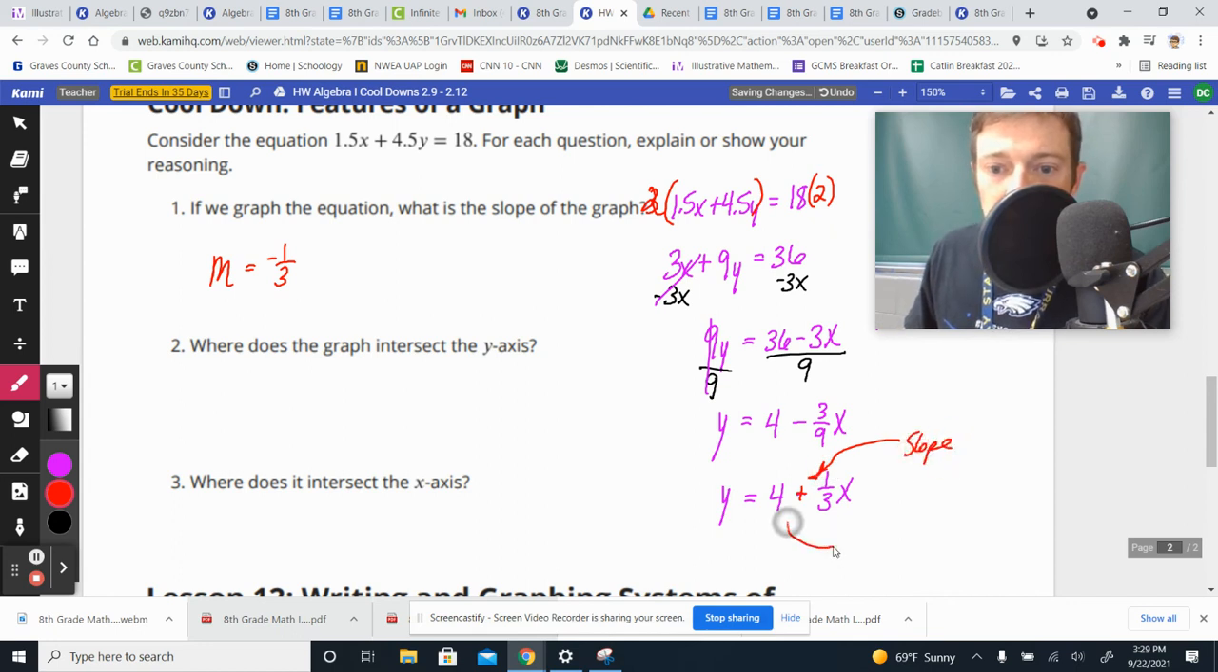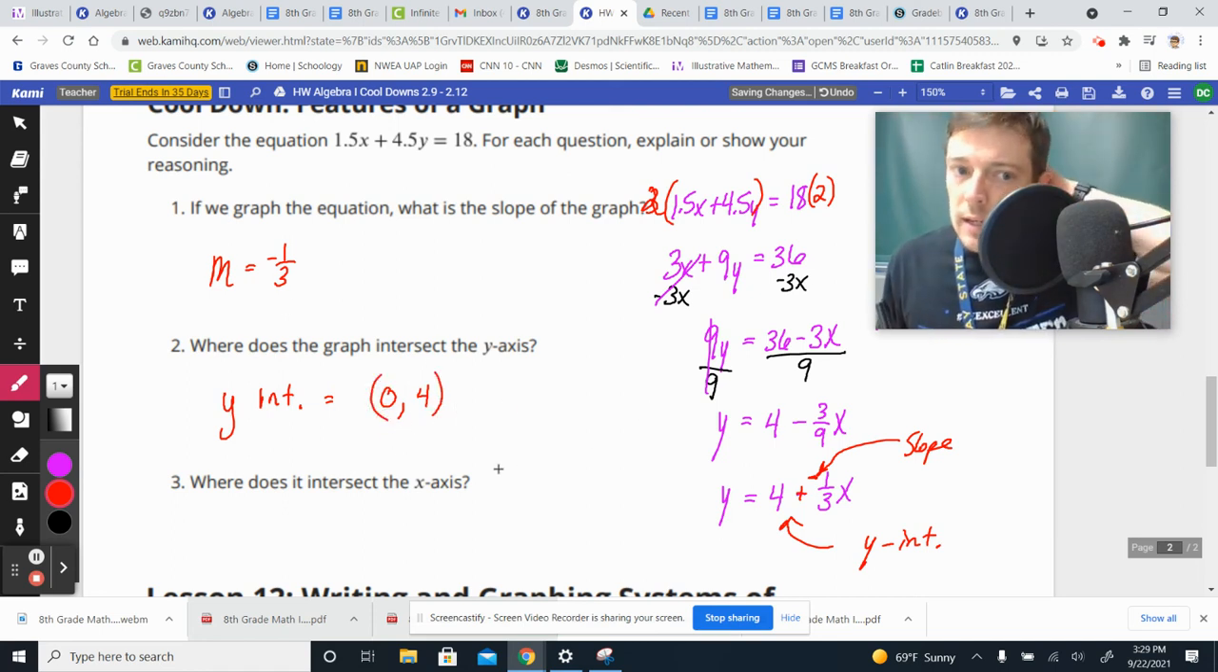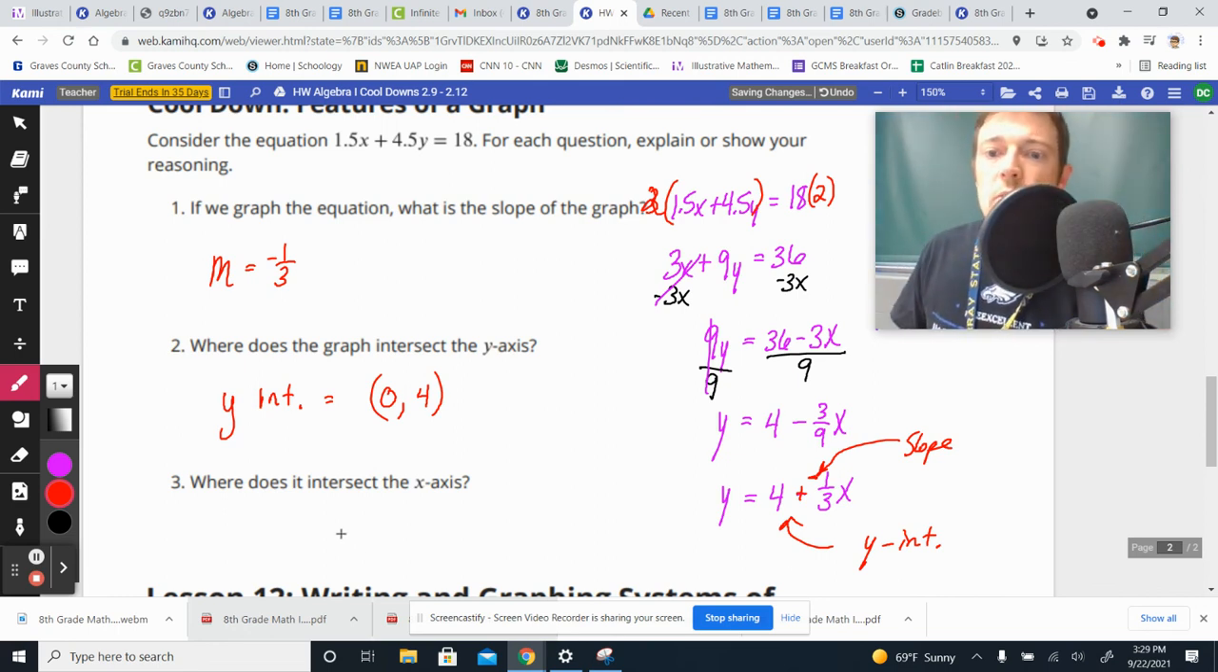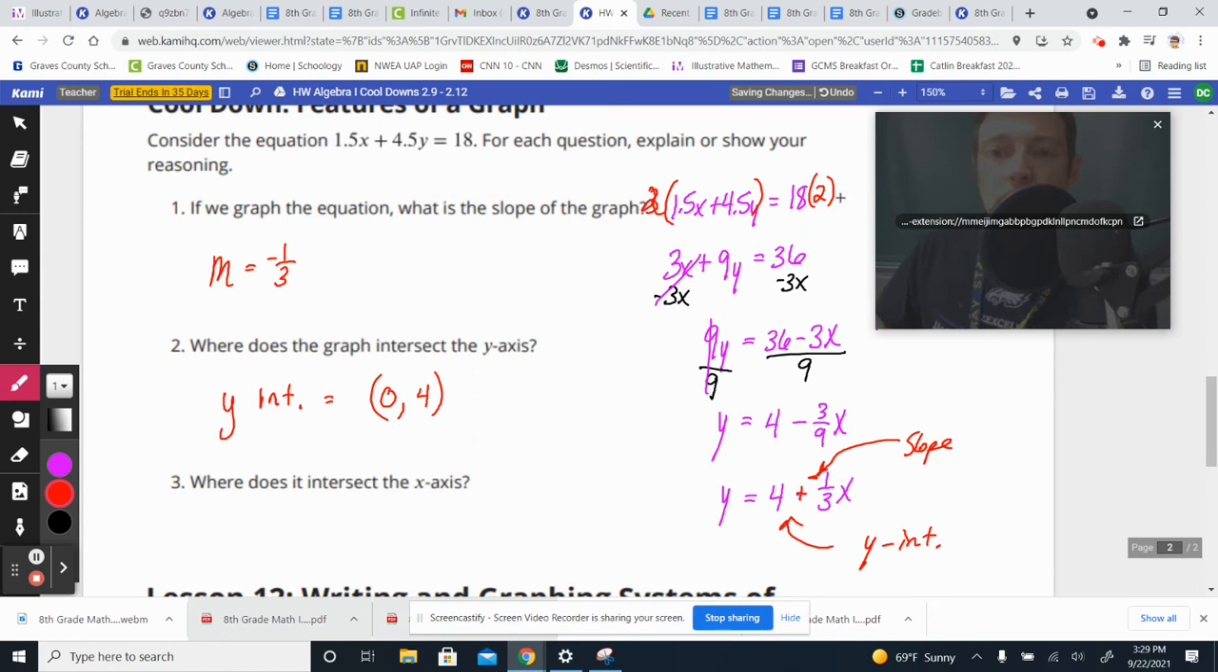And then this is my y. We call this the y-intersection or the y-intercept. And that's going to be where it crosses the y-axis. So we know that the y-intercept is equal to, when x is 0, y is going to be at 4. Okay, so we can put that down there. And then where does the graph intersect the x-axis? So that's a new one that this really doesn't give you.